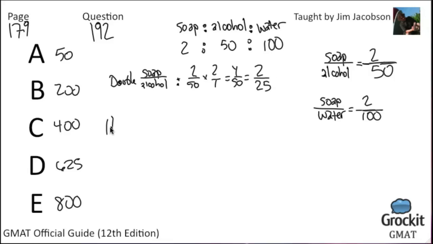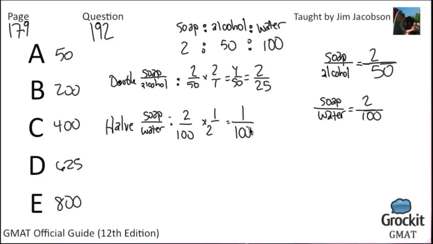Then we also need the soap to water ratio. So 2 over 100 times 1/2 equals, and you could have just said, well, half of 2 over 100 is 1 over 100. Anyway, that's what it equals, 1 over 100.